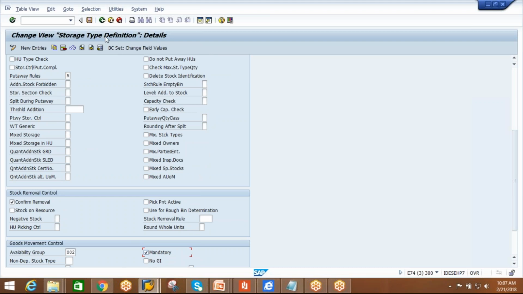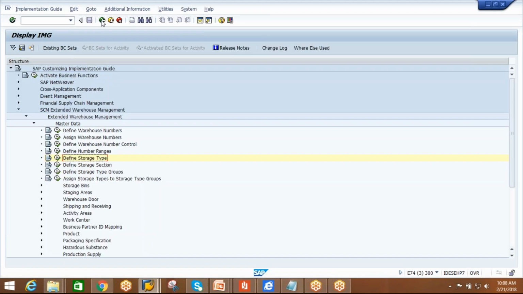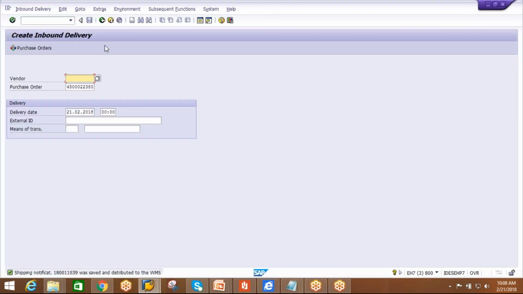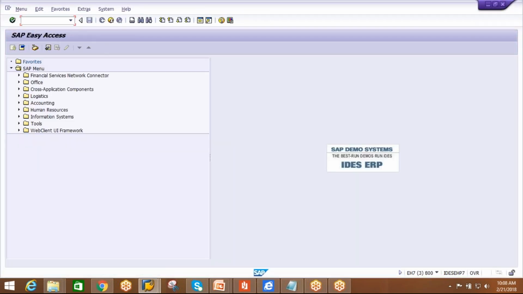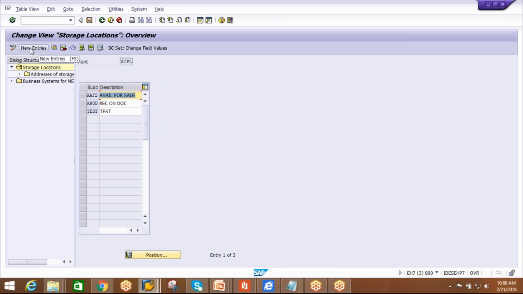Now I am going to show you one test case with our own availability group and own stock type, etc., and with a third storage location. First go to ECC, OX09 transaction code, to create the new storage location. New entries, AGST.